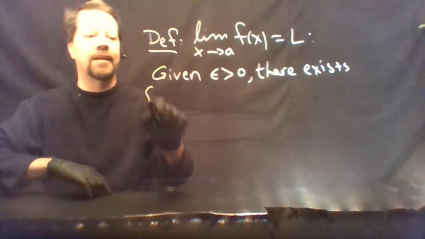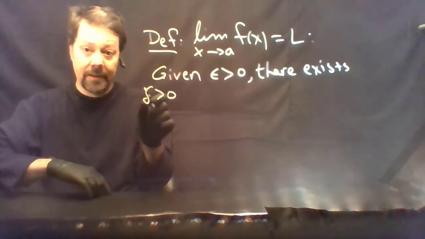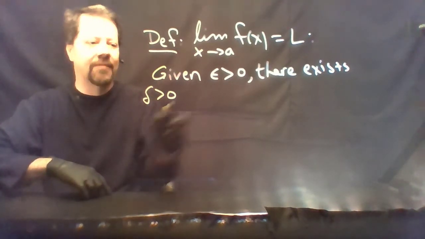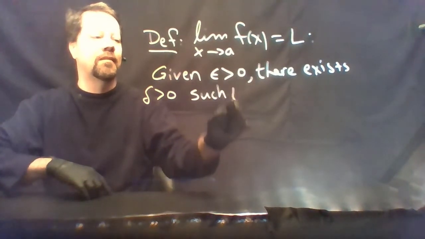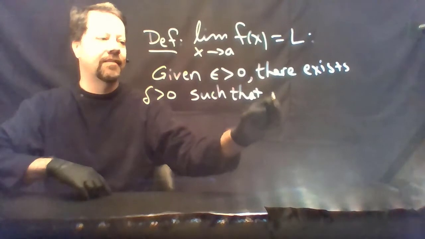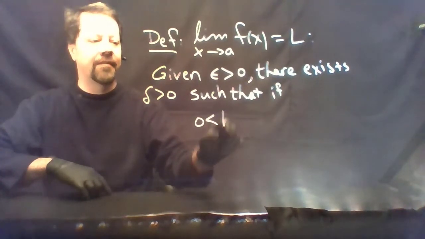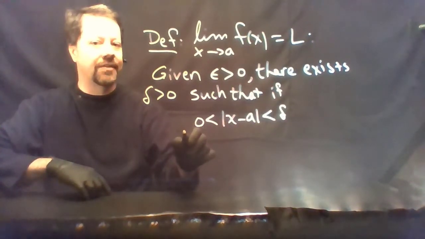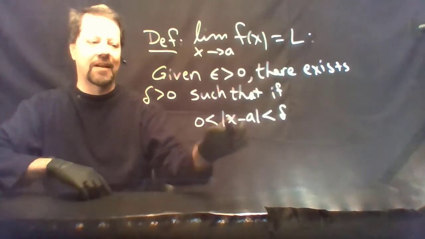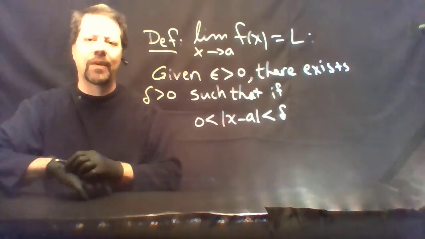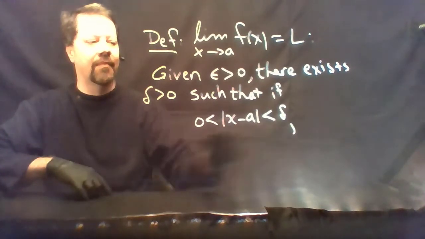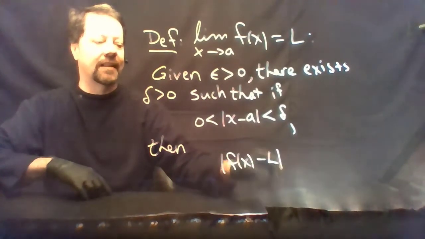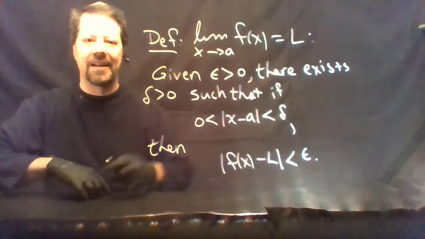There exists a delta greater than 0. Delta too is thought of as a small number. It measures closeness in the domain. Such that if the distance between x and a is less than delta but greater than 0, the greater than 0 part implies that x is not equal to a. So we're ignoring what happens to the function at a. Then the distance between f of x and the limiting value L is smaller than epsilon.